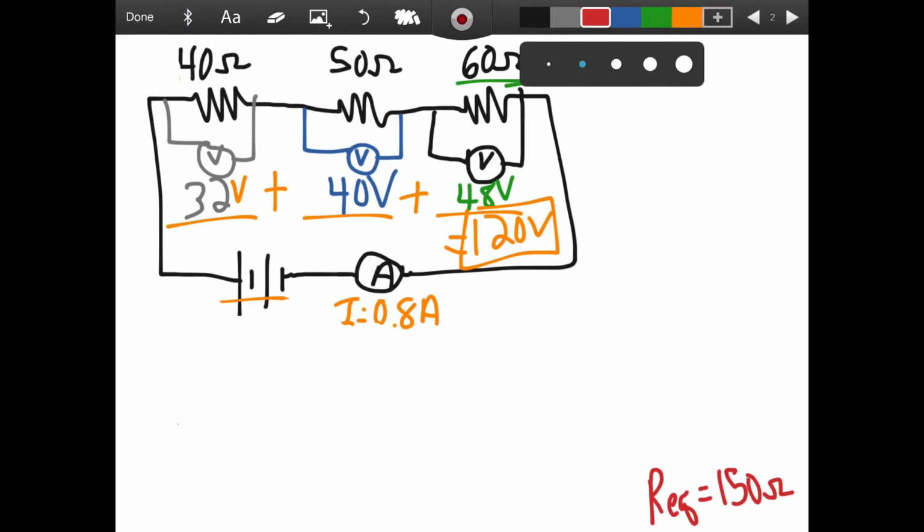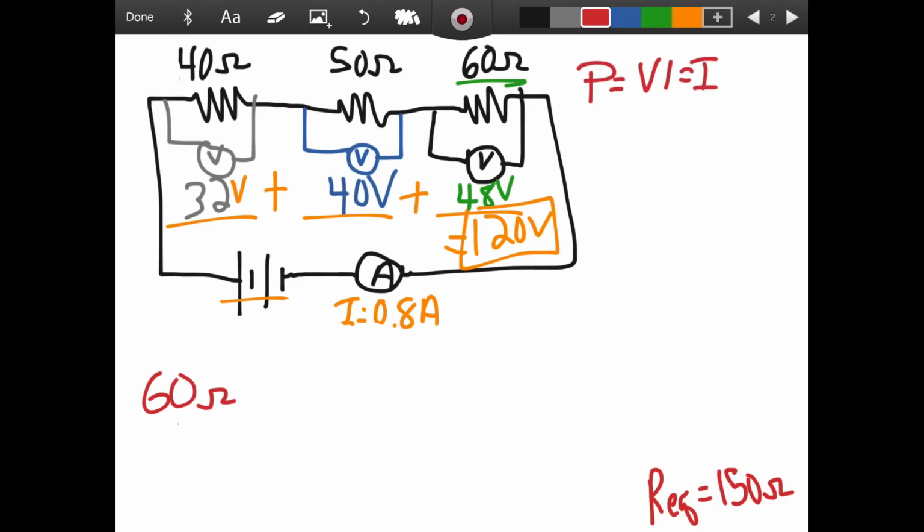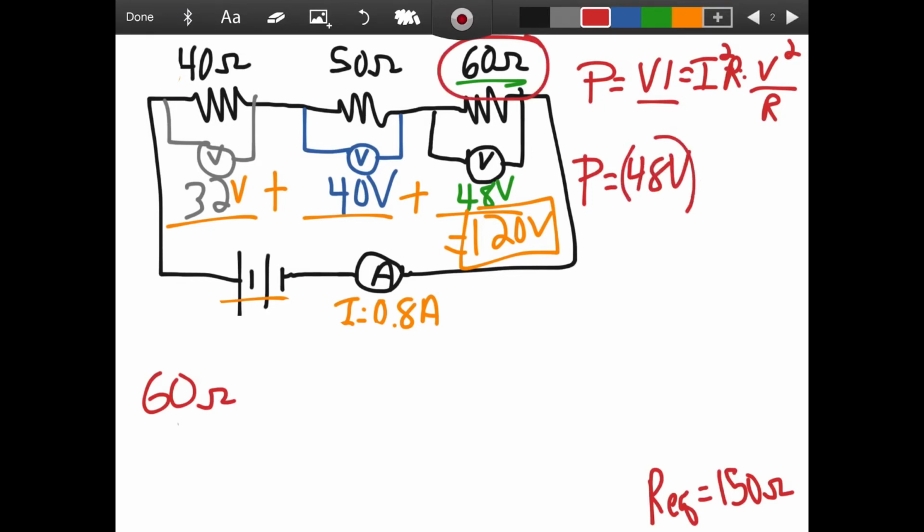And the last thing that I want us to find is, let's focus on one resistor. So let's focus on the 60 ohm resistor. Now what I want to do is find the power dissipated by this resistor. So we can use any one of these formulas on the reference table. It doesn't matter which one we use because we have the information to fill out all these, but I'm just going to use the first one for now. The voltage at this resistor is 48 volts. The current, I know it's series, so it's everywhere, is 0.8 amps.